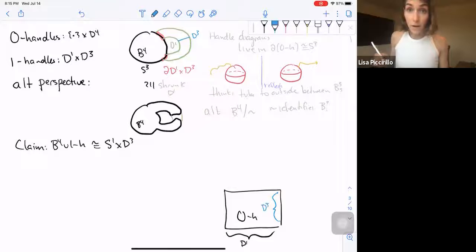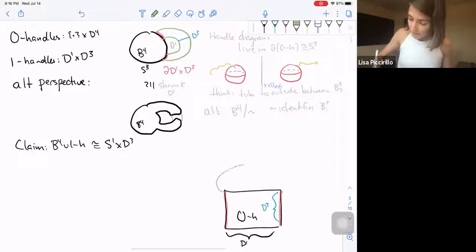So think about your zero handle like that. And now we need to attach a one handle to it. So how do we attach a one handle? Well, we need to specify where the feet are going to go. So that's an S0 times D3 as above. And while there's a really nice S0 times D3 in this parameterized space, it's sort of these two D3s right here. So attach your three handle to the four ball so that those are its feet.